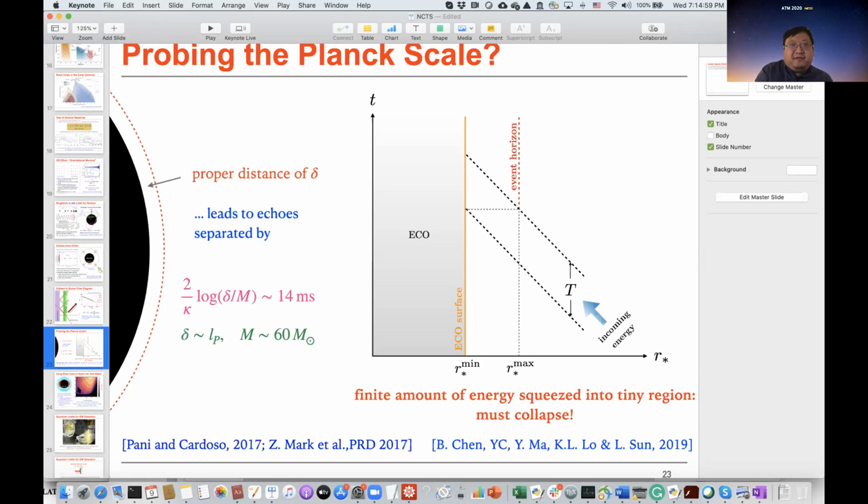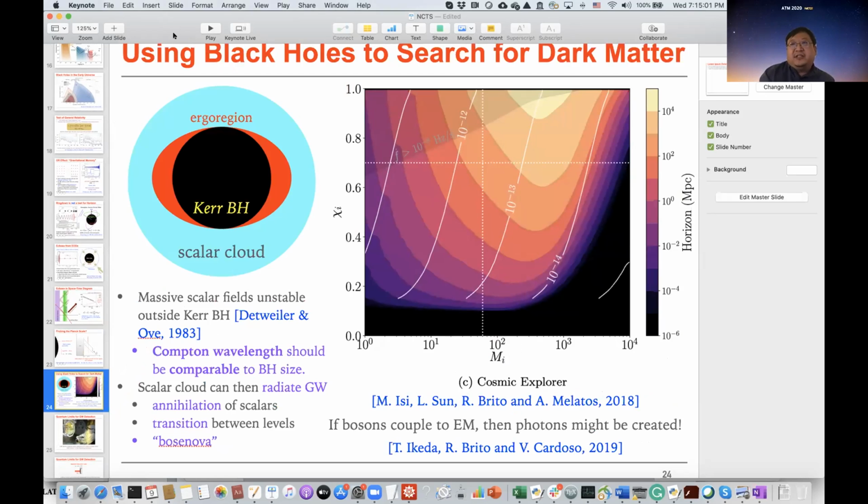Okay, so let me finally say that the other very interesting aspect of gravitational wave detection is also in the search for dark matter, in this very specific way, where we know that for Kerr black holes, any massive scalar field or massive fields outside the Kerr black hole is actually unstable, in the sense that if you have the Compton wavelength of the particle comparable to a Kerr black hole, you will have the Penrose process, it's the Nobel Prize winner.